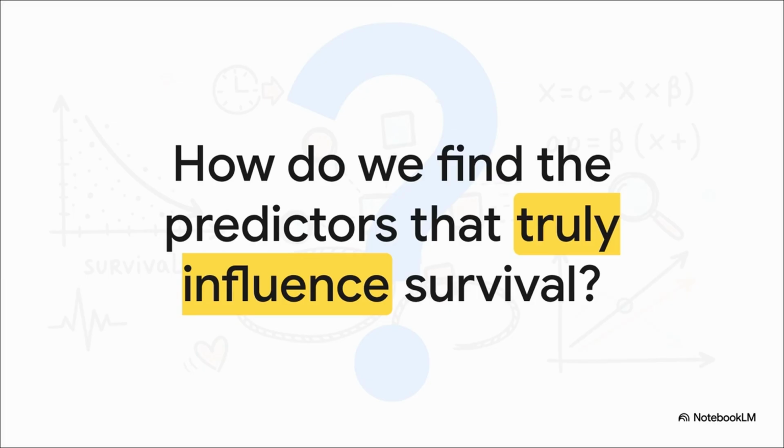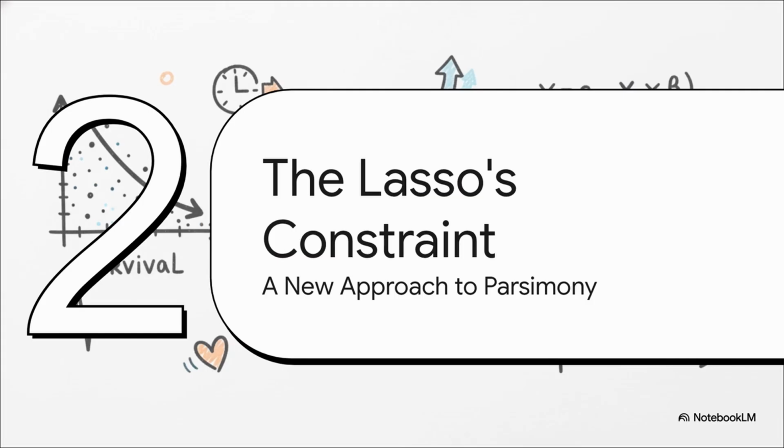The standard tool for this job has always been the Cox proportional hazards model. It's great, but it has a classic problem. What do you put into the model? If you just throw everything in, you get a mess. So selecting the right variables is absolutely critical. So let's move on to the solution that Tibshirani proposed.